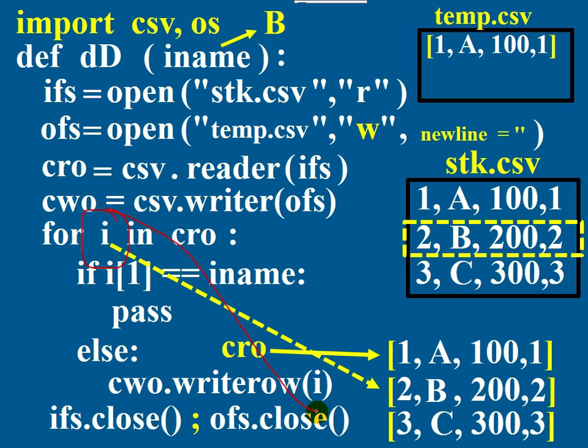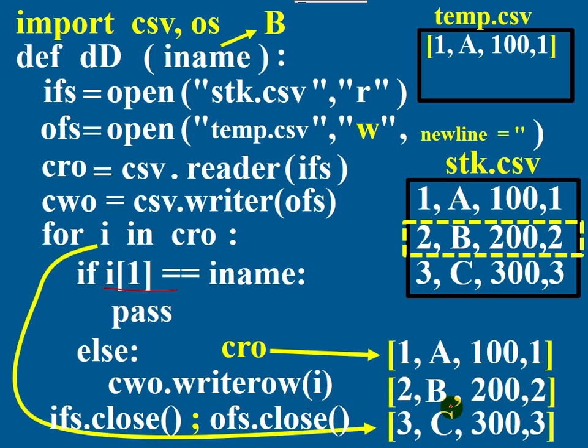Finally, i will contain the last list. What is i of 1? C. What is iname? B. So C equal to B, wrong, meaning this is not the row to be deleted. So control will come to the else part, and that row, that list will be written to the temporary CSV file.